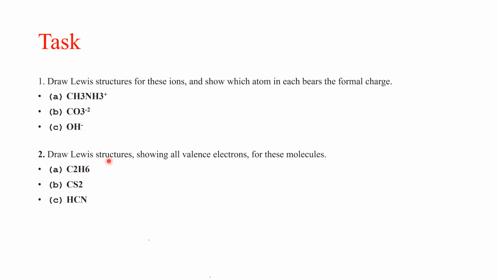And the second question is to draw the Lewis structure showing all valence electrons for these molecules. So you have to draw the dot structures, and you have to calculate the total number of valence electrons in each of these. These are C2H6, CS2, and HCN. So that was the overall, and that's your task.